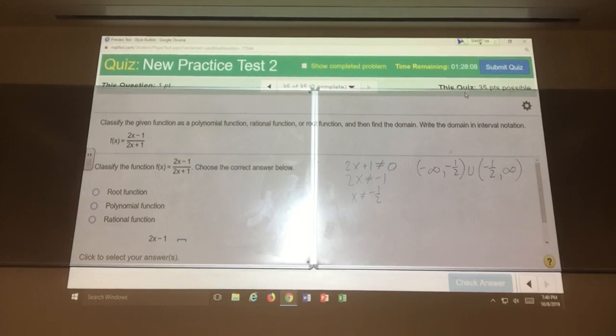We have lines, parallel and perpendicular, right? Domain, range.